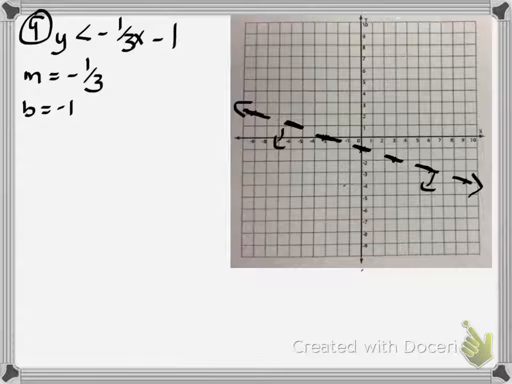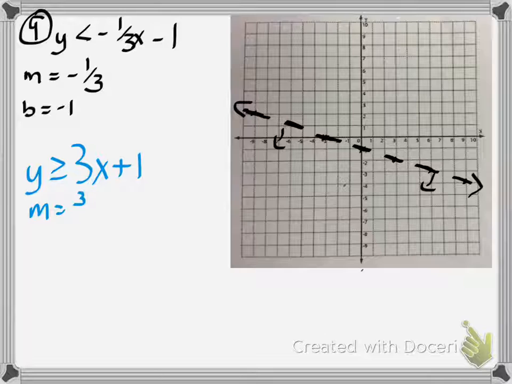And it is y is greater than or equal to 3x plus 1. So my m is what's multiplied times my x, so 3. But when I find my slope, I always want it as a fraction. So 3 is the same thing as what fraction? B is what number in this case? 1. So I'm going to come over here to my graph and I'm going to put a dot at 1. And then I am going to rise 3, right 1.